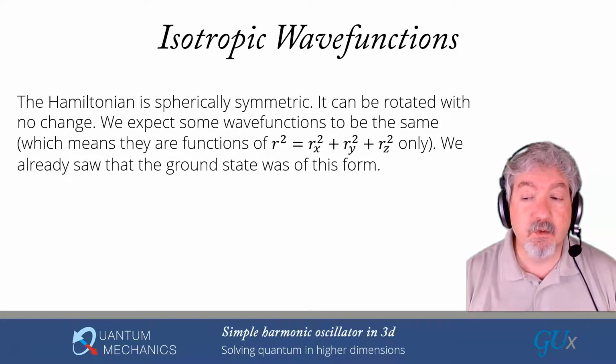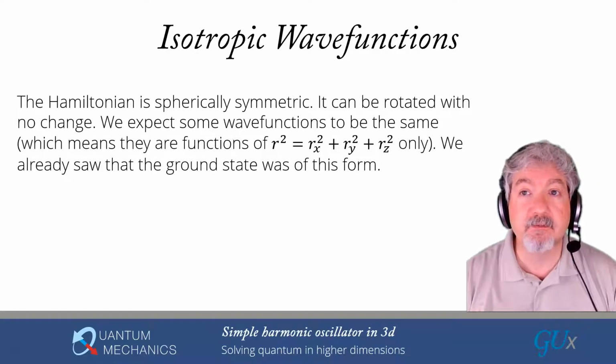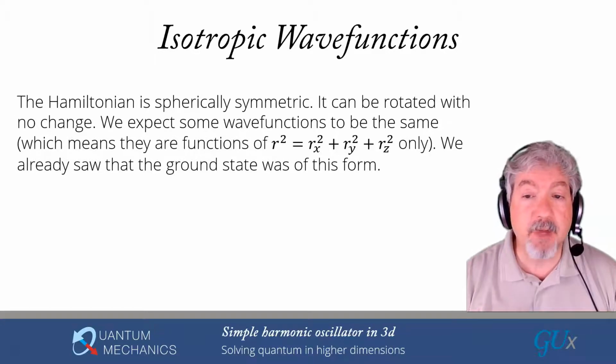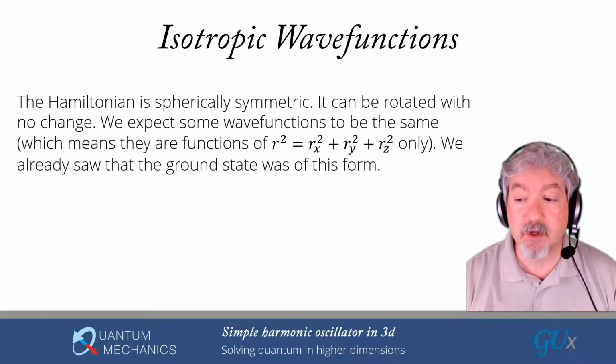And so we expect that some of our wave functions will be functions just of r squared. It's easy to see that the ground state will be that way, because if omega x equals omega y equals omega z, if you remember back to that slide, we would factor out that omega and we'd be left with rx squared plus ry squared plus rz squared. So that's just a function of r squared.